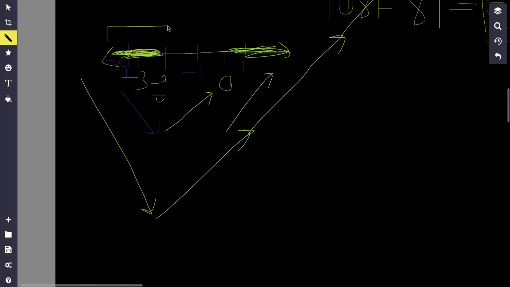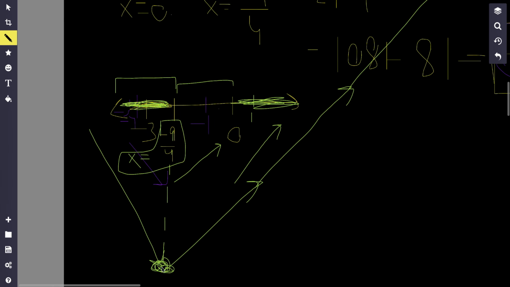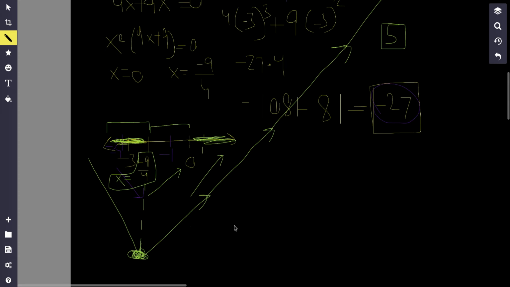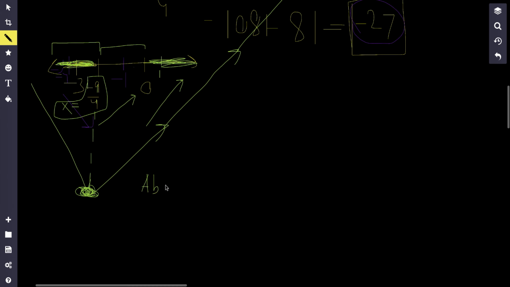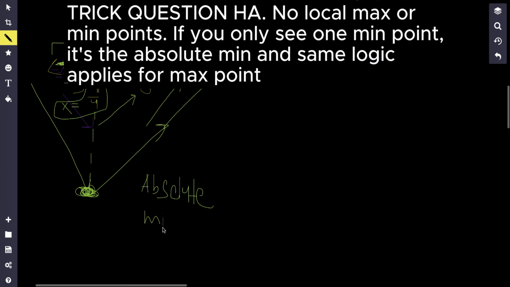From negative infinity to negative 9 over 4, our function is decreasing. From negative 9 over 4 to 0, our function is increasing, meaning that at this specific point, x is equal to negative 9 over 4, our function has a local minimum point. And actually, this isn't just a local minimum point. This is actually an absolute minimum point.